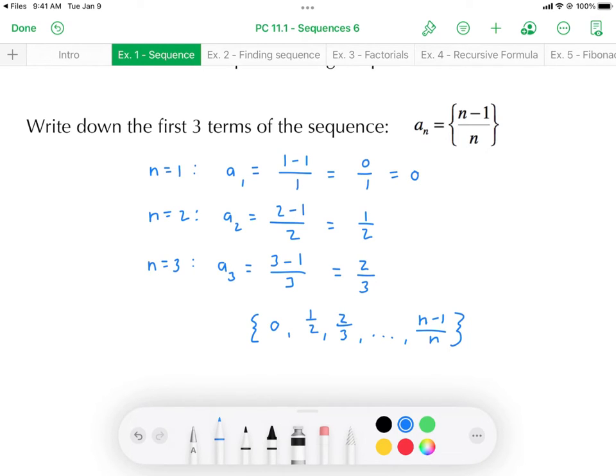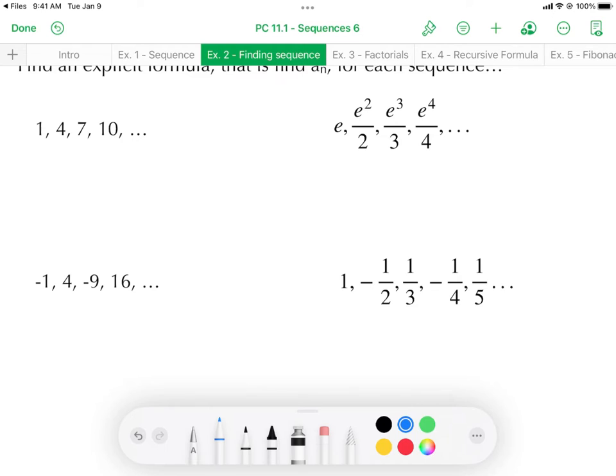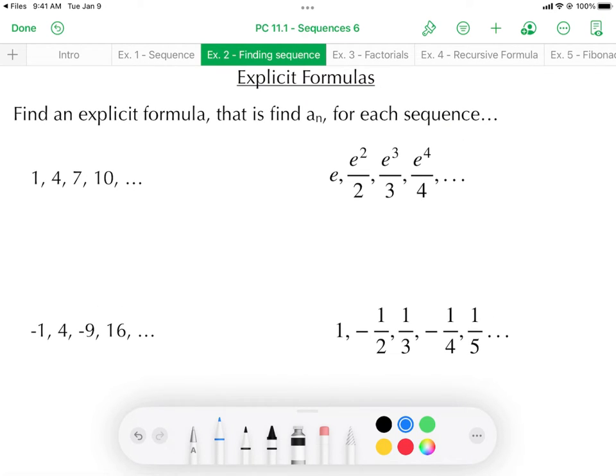All right, now in example 2, we have several sequences listed with some of their terms already given. And what we need to do is look for some patterns so that we can come up with the explicit formula that represents that sequence. Okay? So let's start with the top left sequence there. 1 to 4, 4 to 7, 7 to 10. What are you noticing? Yeah, you're adding 3 each time, right?